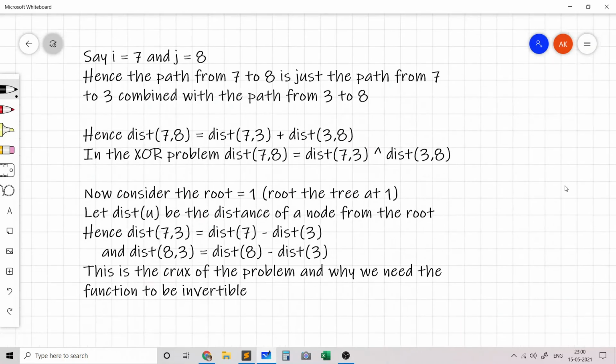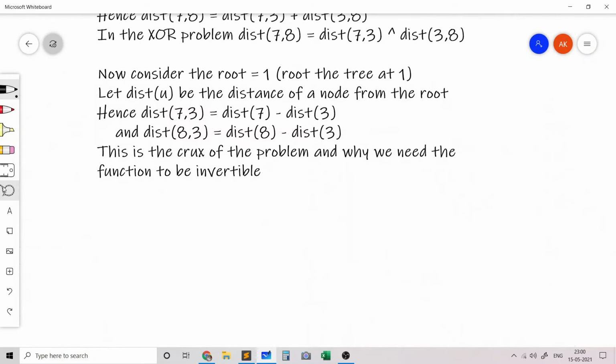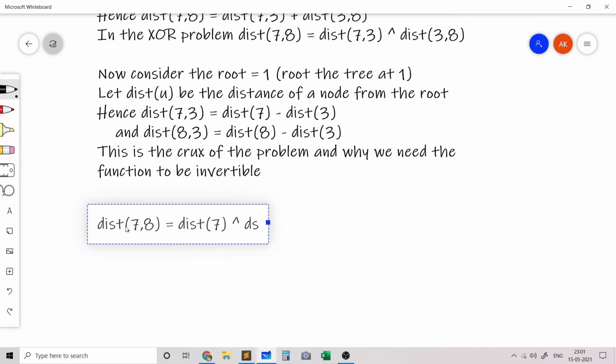So how does this expression help solve the problem? If you examine this expression further for the XOR problem, then the distance of 7 to 8 would be distance of 7 XOR with distance of 3.